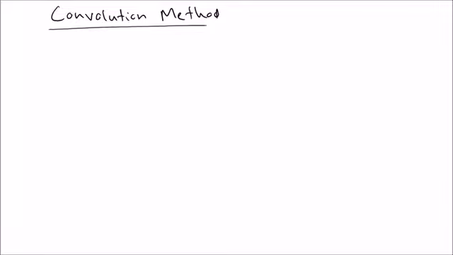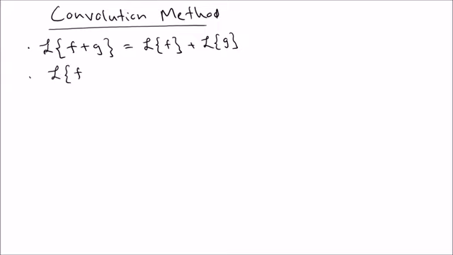So we know that the Laplace transform is linear. That means if we have a sum, we can write this as LF plus LG. But if we have a product F times G, this does not equal the Laplace transform of F times the Laplace transform of G. So there's no such result.